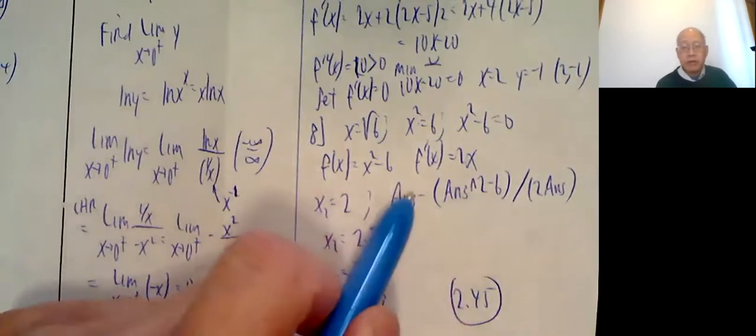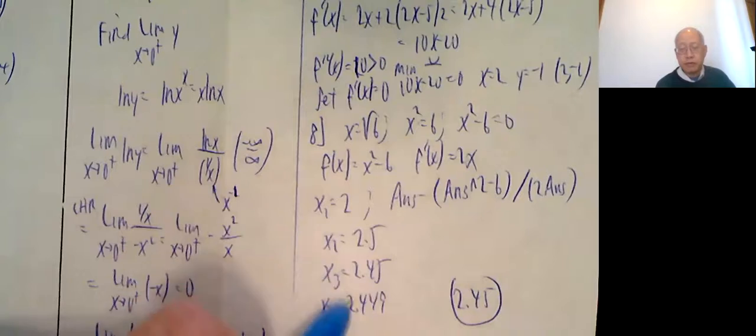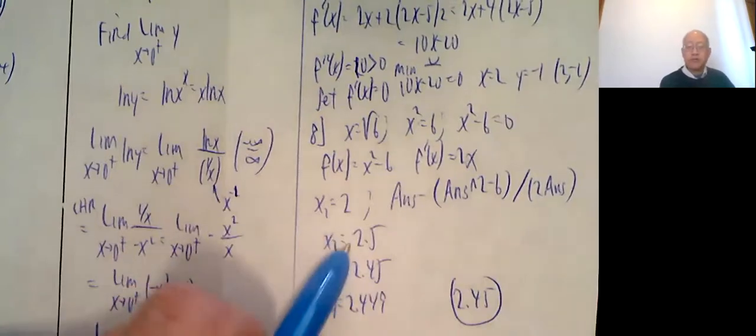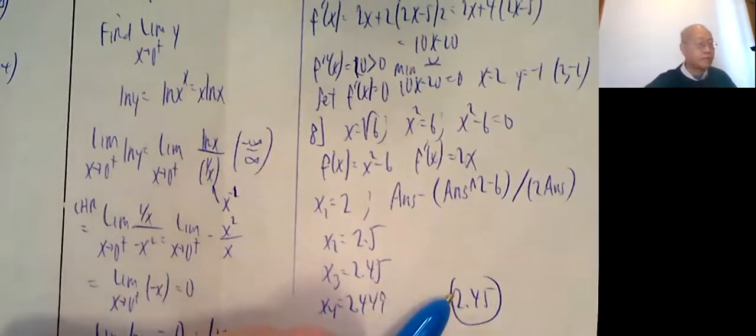If you don't have the answer button, no worries. You'll get it fairly quickly anyway. It comes out after just 2 tries. So 2.5, 2.45, 2.449, which essentially to 2 decimal places is 2.45.